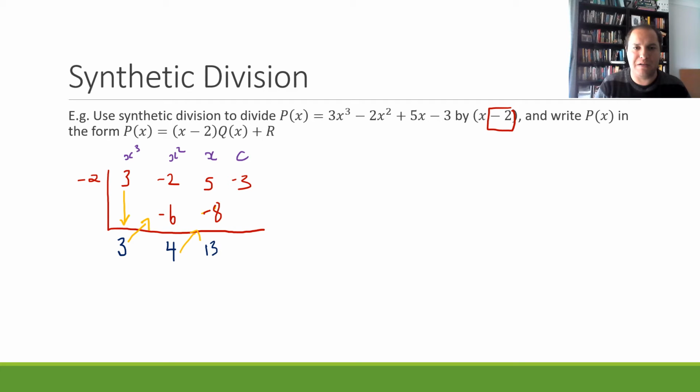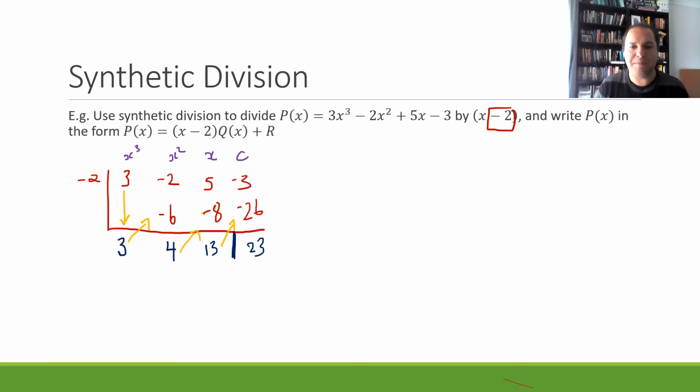What I might do is I'll include a line here. And then up to the next term, 2 times 13 gives us 26. -3 subtract -26 gives us 23. Now these numbers at the bottom give us the coefficients of our quotient, Q function. It also gives us our remainder.